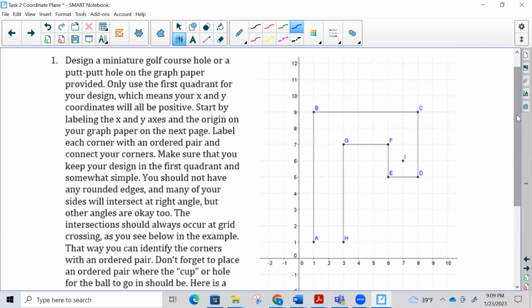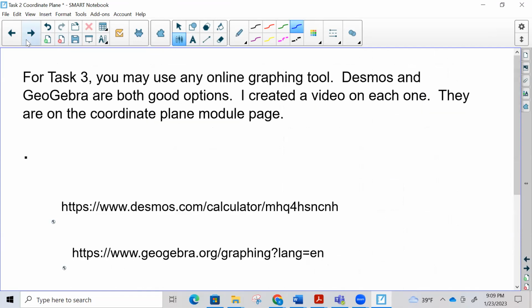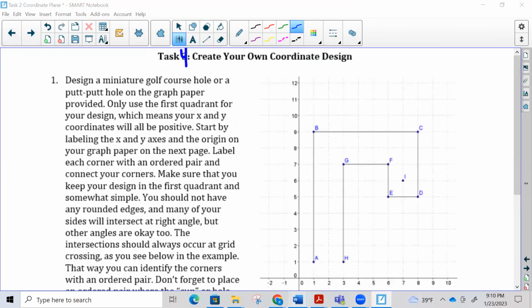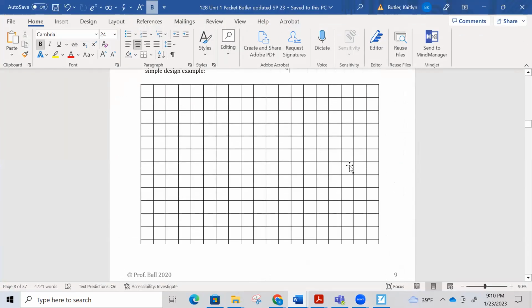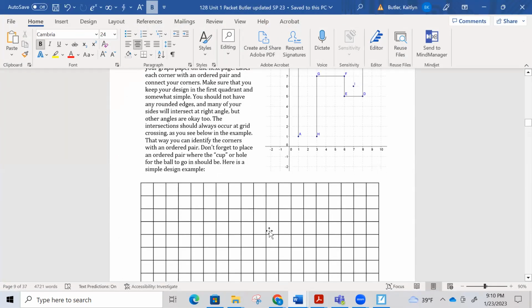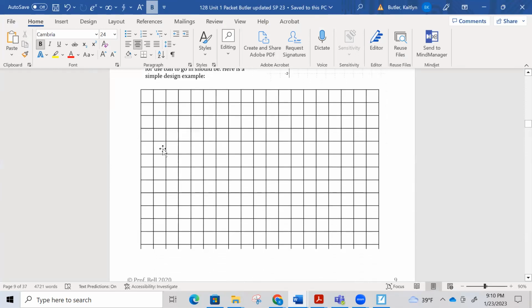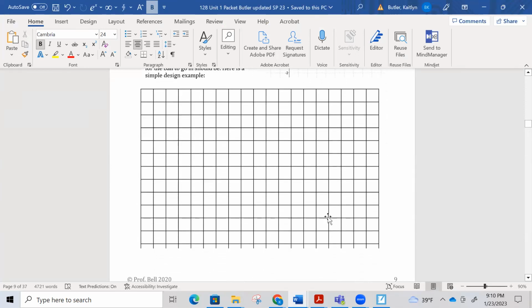Okay, so that is your first thing. On the packet, let me show you in the packet. On this grid paper, you're going to draw your X and Y axis and then draw a coordinate graph. I would draw the X and Y axis kind of on the edge to make it easy.